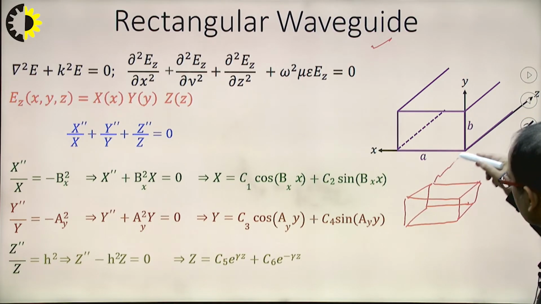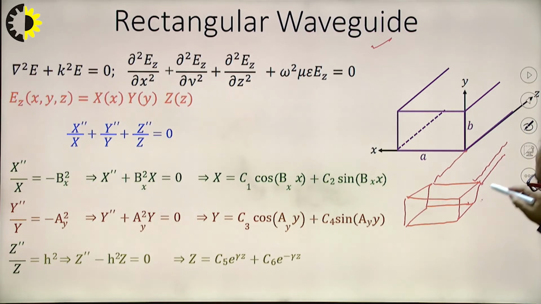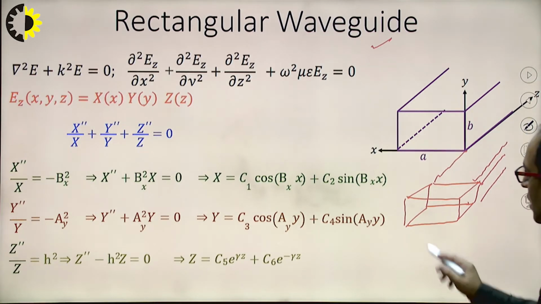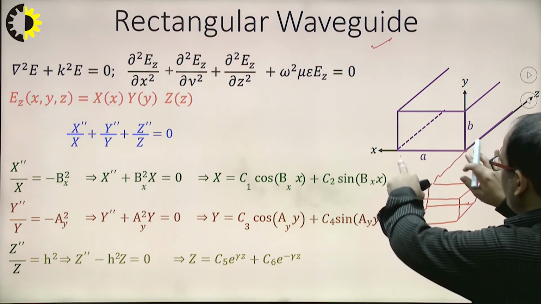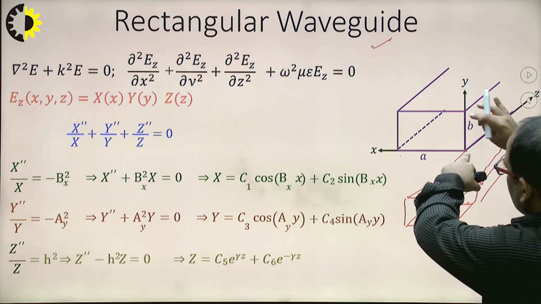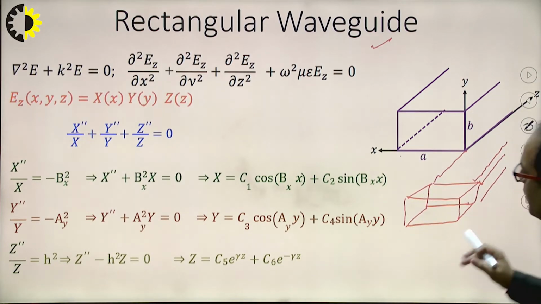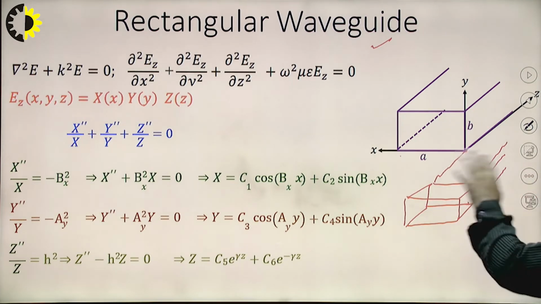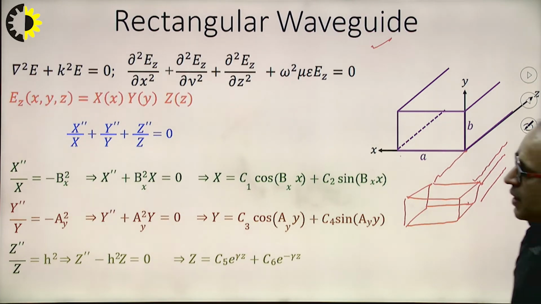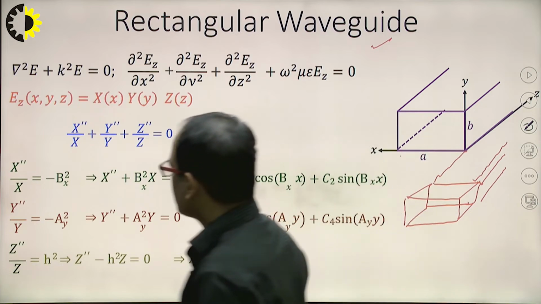And this shows the length of the waveguide. Clear? Now let's say this one is the width of waveguide A, and this one is the length of the waveguide B, and we always prefer that A is always greater than B. Clear? Now see, this one is the wave equation.